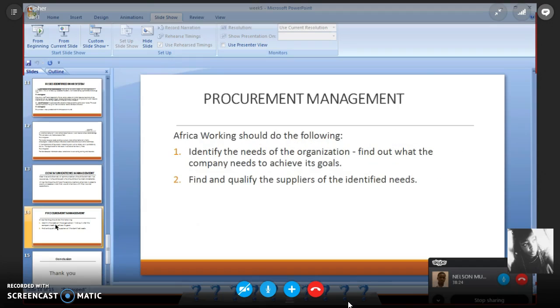The following was discussed under procurement management. Africa Working should do the following. Number one, identify the needs of the organization, that is, find out what the company needs in order to achieve its goals. Number two is to find and qualify the suppliers of the identified needs. After you have identified your needs as Africa Working, find people who are qualified in that sector to provide what you need, whether it's a product or service. And then number three, do your purchase from trusted people.